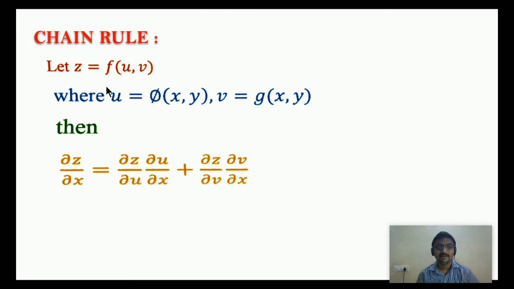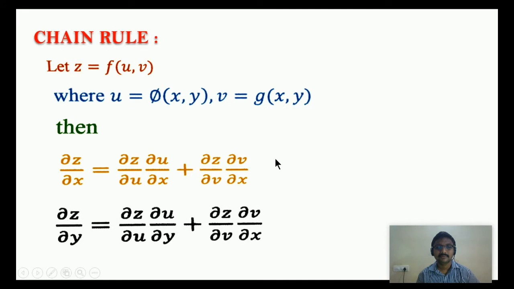Then we will have ∂z/∂x can be written as ∂z/∂u into ∂u/∂x plus ∂z/∂v into ∂v/∂x. ∂z/∂y is ∂z/∂u into ∂u/∂y plus ∂z/∂v into ∂v/∂y. These two equations are known as the chain rule.